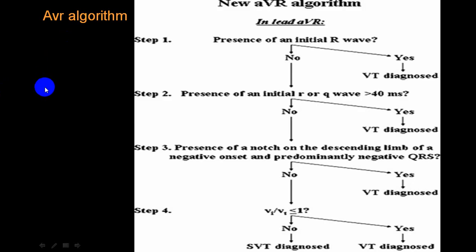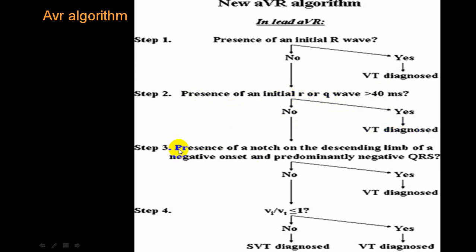There is another aVR algorithm which you can utilize. Is there any presence of an initial R wave in aVR? If the answer is no, it is in favor of SVT. If the answer is yes, in favor of VT. Next, the presence of an initial R or Q wave more than one small square. If the answer is no, it will be in favor of SVT. If the answer is yes, it means it is broad, so the Q wave or R wave is broad. It is in favor of VT.